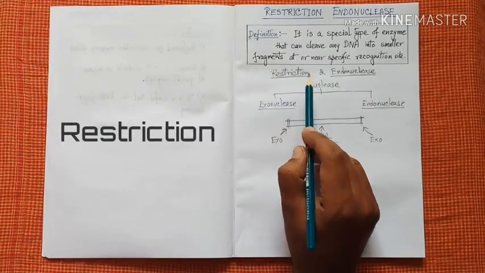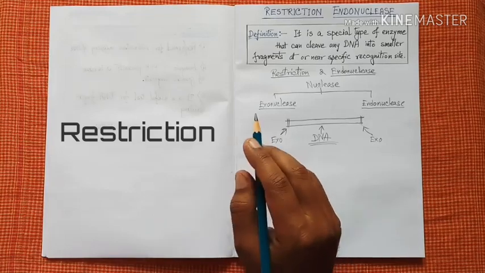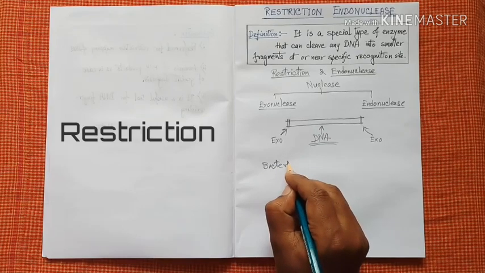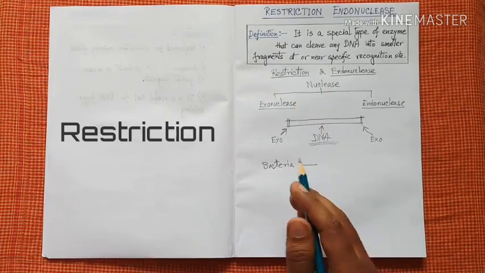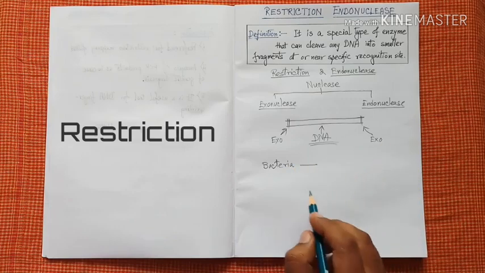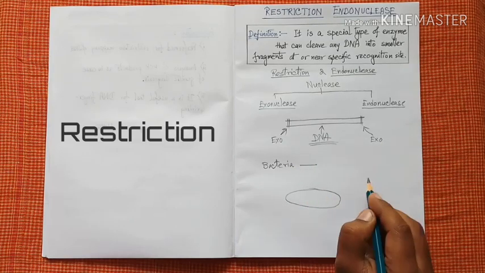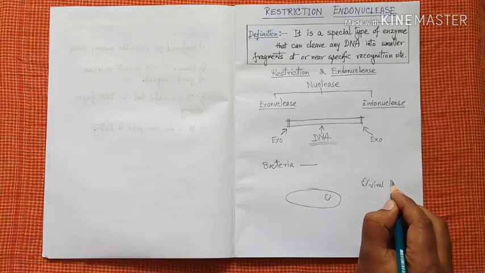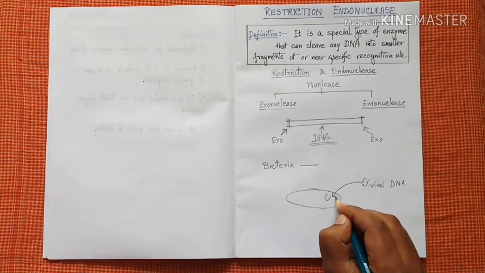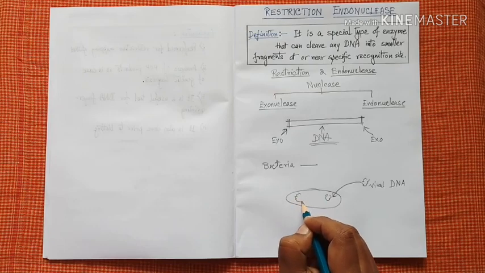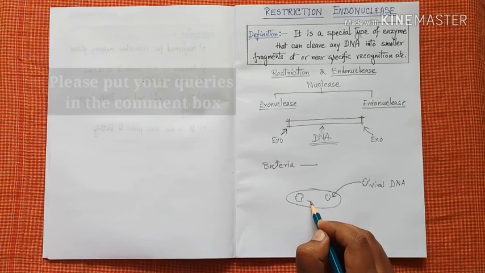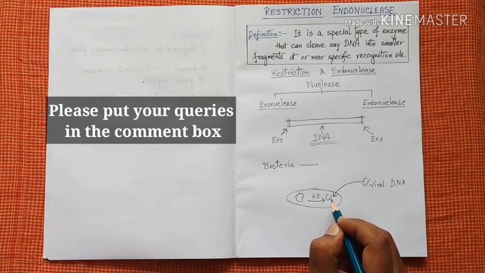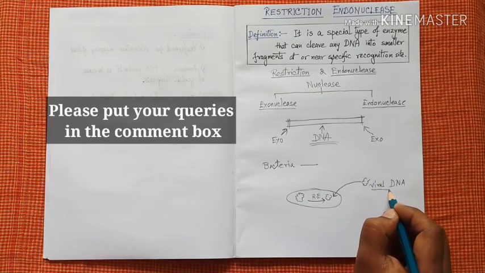Now let us know about the term restriction. What is the exact meaning of restriction? As this endonuclease or restriction enzyme was first isolated from bacteria, the term restriction actually refers to their function in the bacterial cell. Whenever any foreign viral DNA enters into a bacterial cell and tries to destroy its own chromosome, then within the bacterial cell the RE or restriction enzyme destroys or stops the entry of viral DNA.